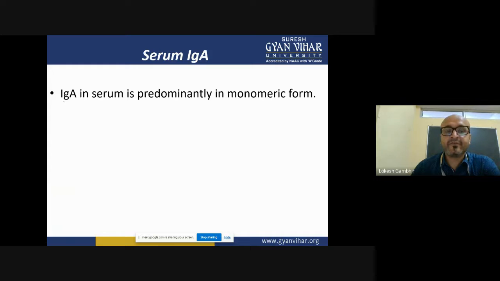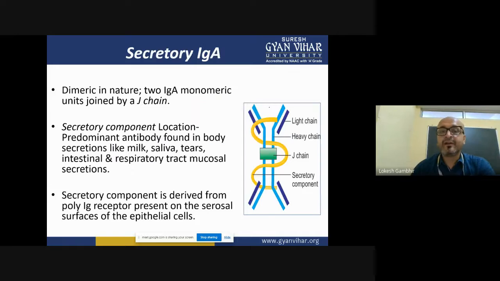In the serum, IgA is always in monomeric form. But when we are talking about the secretory part, its secretion outside the cell, then it goes into dimeric form, which is joined by a J chain. This secretory component is actually responsible for its transition from the cell. Now, the question comes: when B cells are preparing it, they are releasing it in the serum.